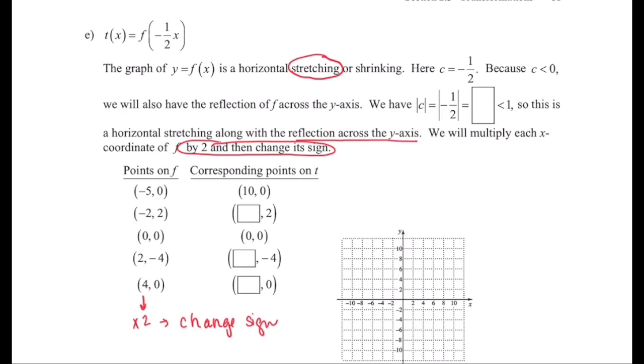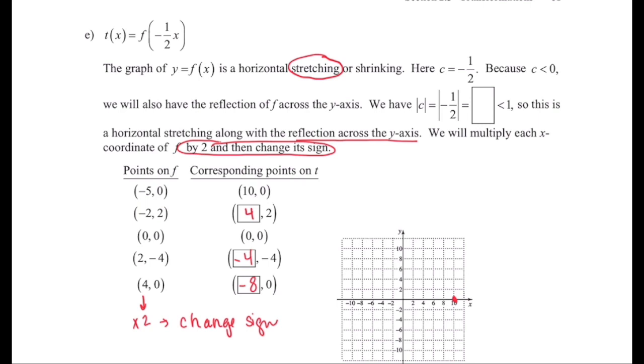-5 times 2 is -10. Change the sign, becomes +10. -2 times 2 is -4. Change the sign, +4. (0, 0) will remain the same. 2 times 2 is 4. Change the sign, provides us with -4. 4 times 2 is 8. Change the sign, we have -8.